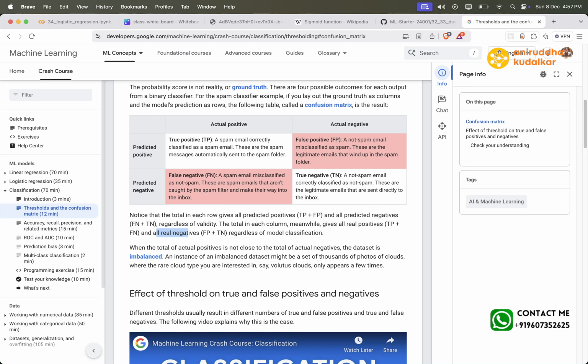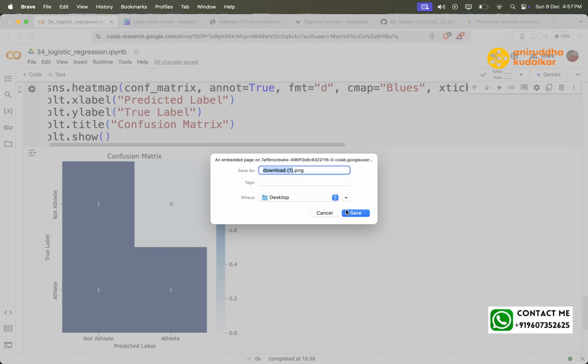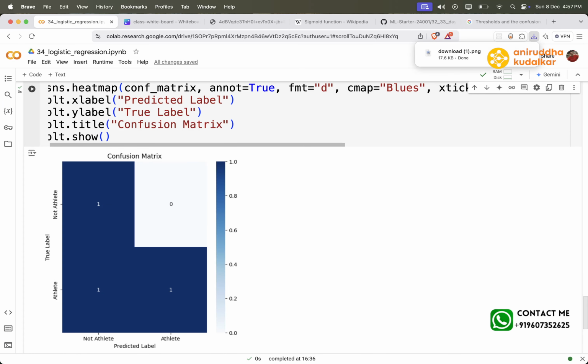So when you talk about the confusion matrix, just a minute. It will give you the exact accuracy.